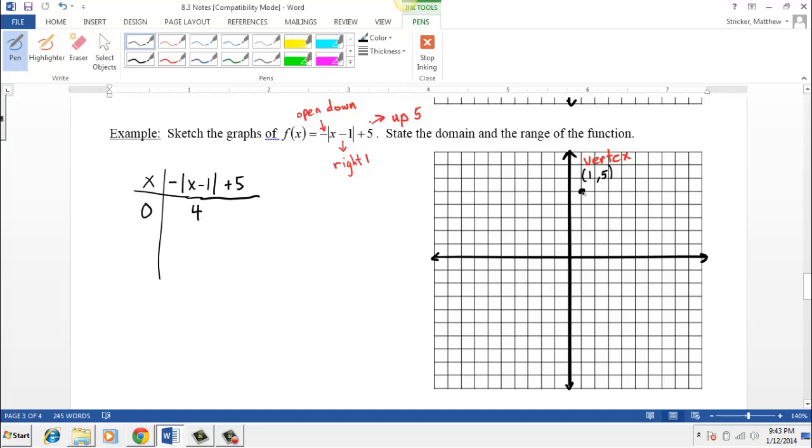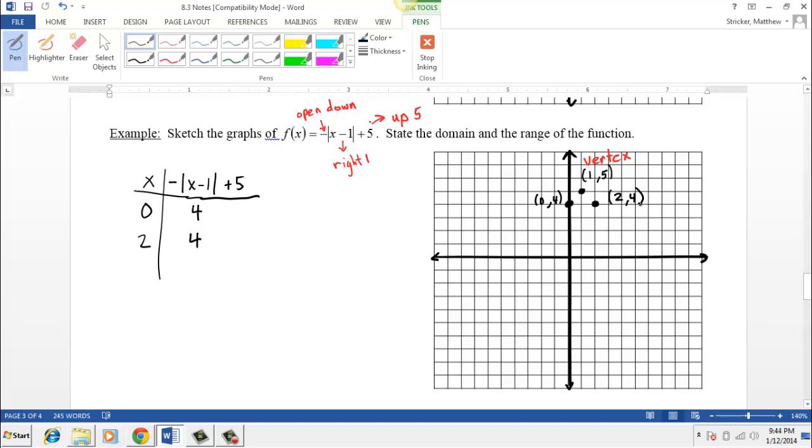Next point to the right, if I go to the right one, that would be 2. If I plug 2 in here, 2 minus 1 is 1, but there's a negative out in front, which makes that again -1. -1 plus 5 is 4 again. So we just found, here's the point 0, 4, and we have the point 2, 4. Okay.